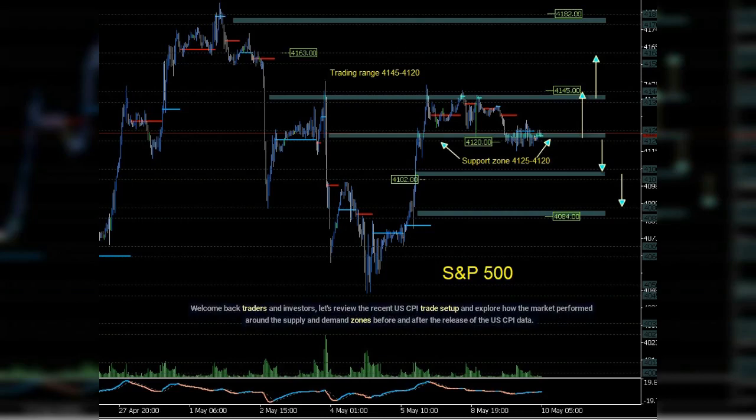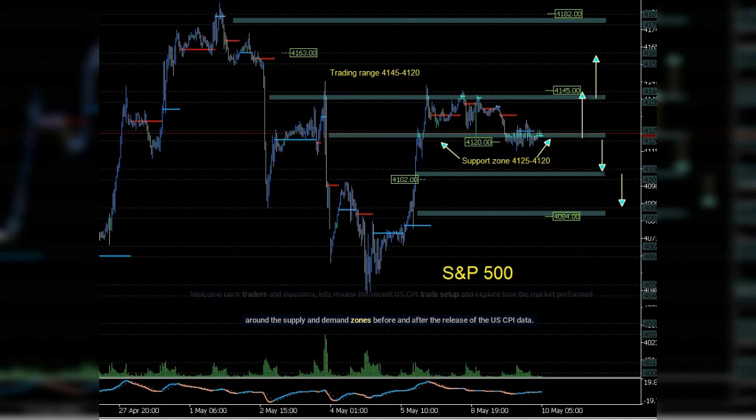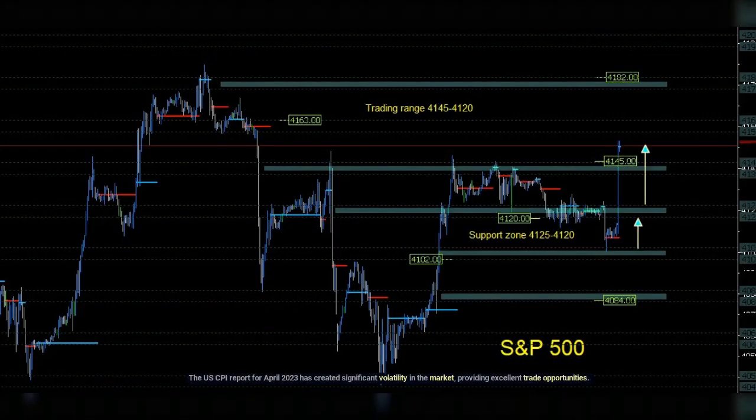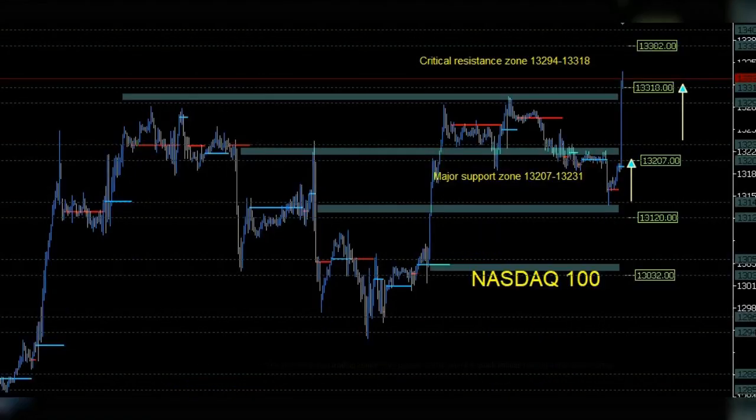Let's review the recent US CPI trade setup and explore how the market performed around the supply and demand zones before and after the release of the US CPI data. The US CPI report for April 2023 has created significant volatility in the market, providing excellent trade opportunities. The pre-calculated trading zones have proven useful, with the stock indices trading within these zones.